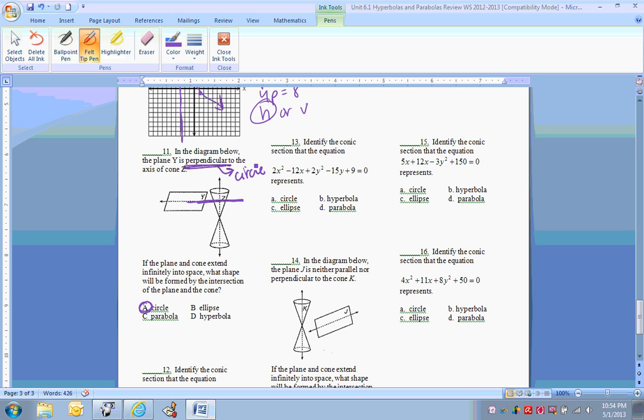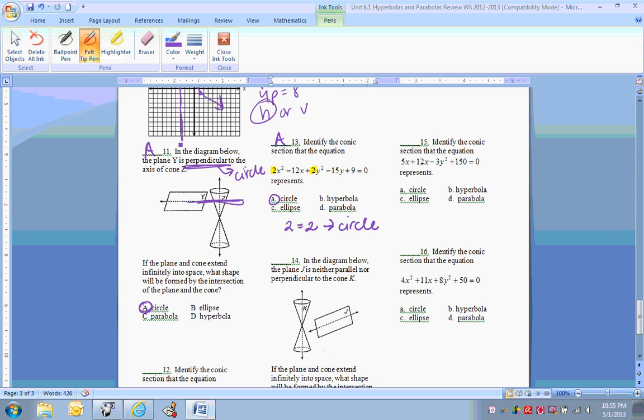Okay, on number 13, it says identify the conic section that the equation represents. Well, the things that I'm interested in are the coefficients in front of the x squared and the y squared. And in this case, it's +2 and +2. Well, 2 equals 2. So if the coefficients are the same, it's a circle. So A is the answer to number 13. Sorry, A was the answer to number 11 also.